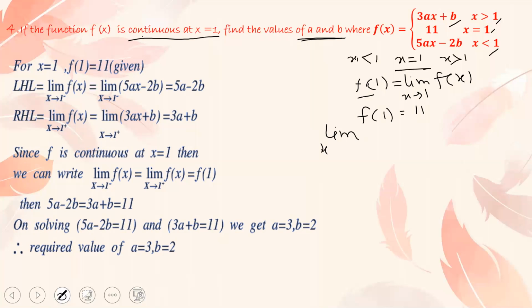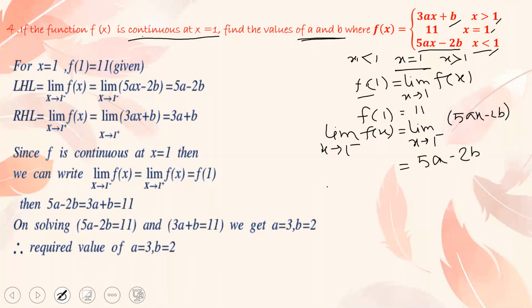So x tends to 1 minus of f of x. For x less than 1, the function is 5ax minus 2b. So put the function for limit x tends to 1 minus: the function is 5ax minus 2b. From here, you can write the value of this limit is 5a minus 2b. And check this right hand limit, x tends to 1 plus. For after 1, check this function 3ax plus b.